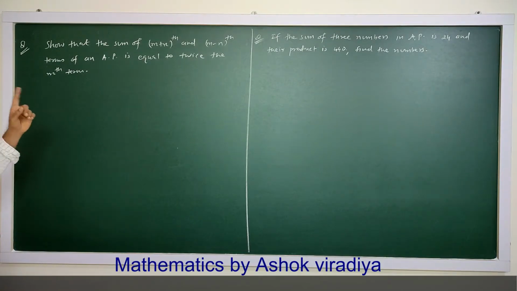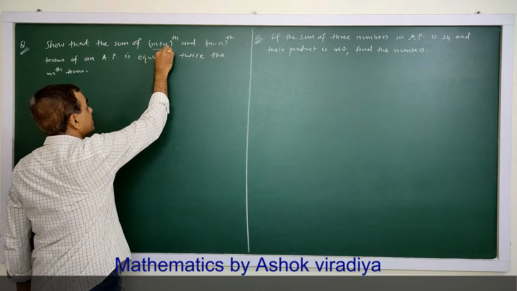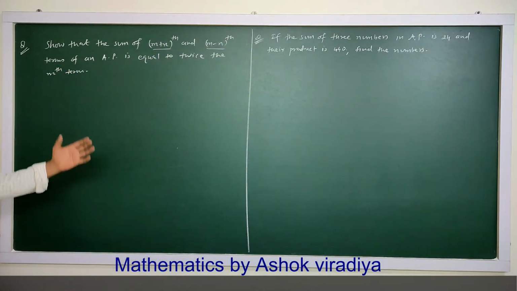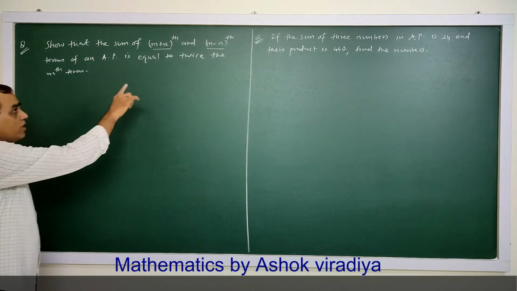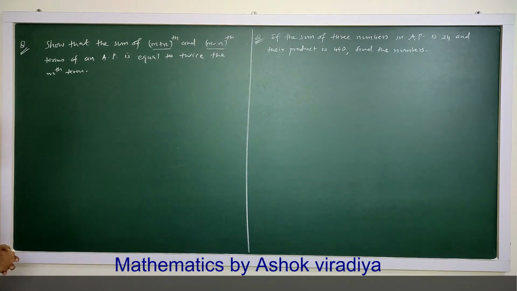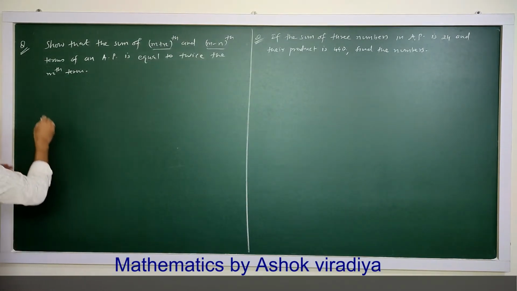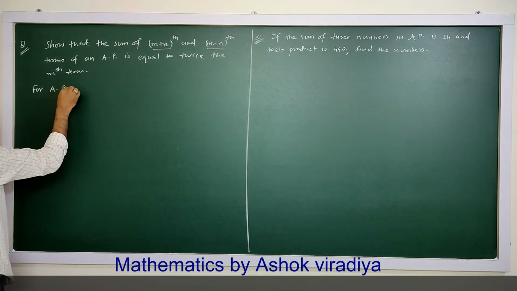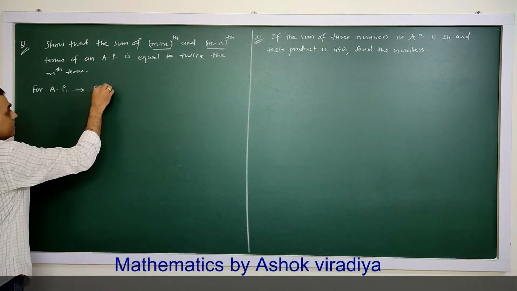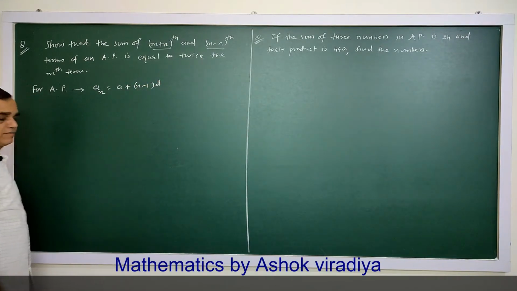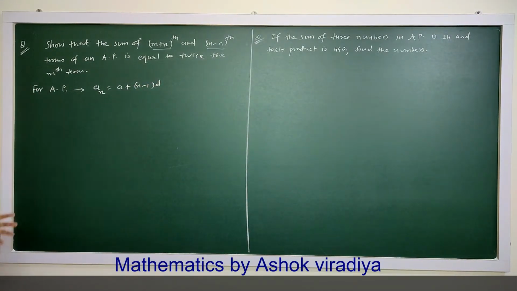Show that the sum of the m plus nth and m minus nth terms of an arithmetic progression is equal to twice the mth term. For any arithmetic progression, the formula for the nth term is a plus n minus 1 into d. So we are applying this formula in this question.